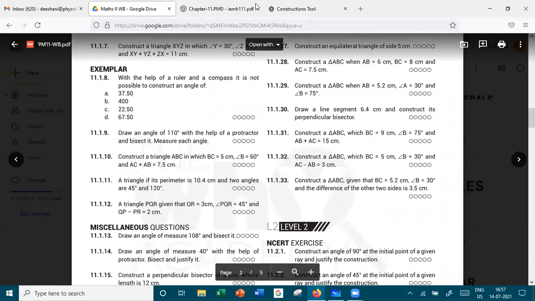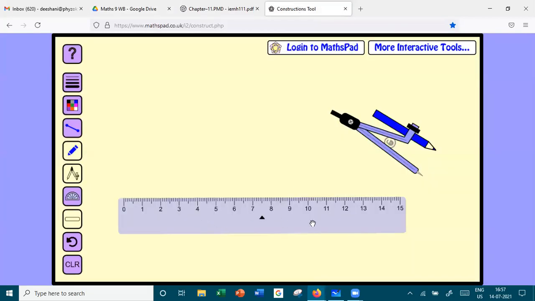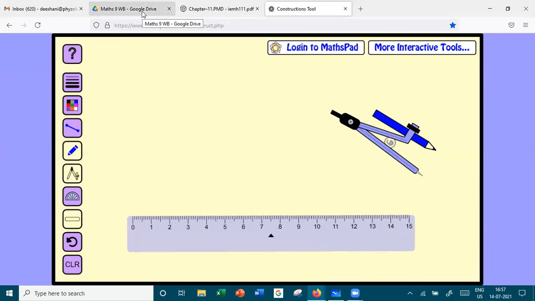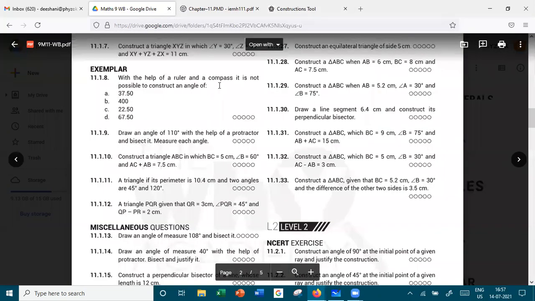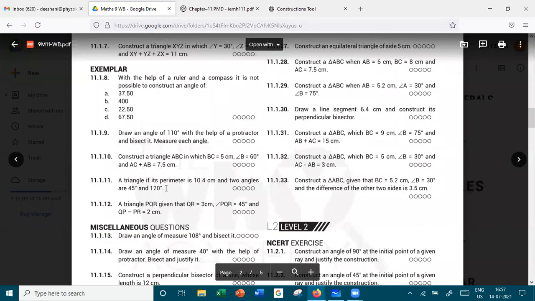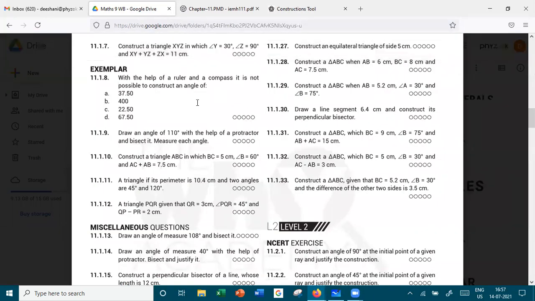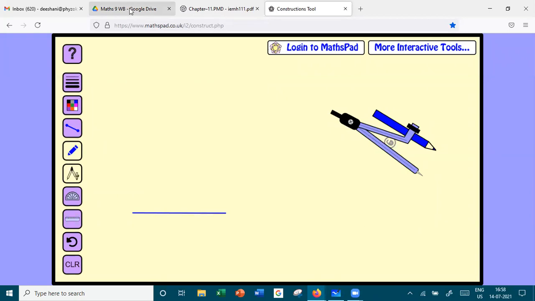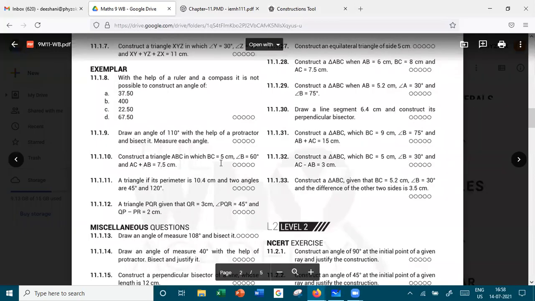Ma'am, I'm a bit confused because I'm not able to bisect the line. Okay, let me draw it here. Let's do it together. What is the length? 5 centimeter. And this is BC.